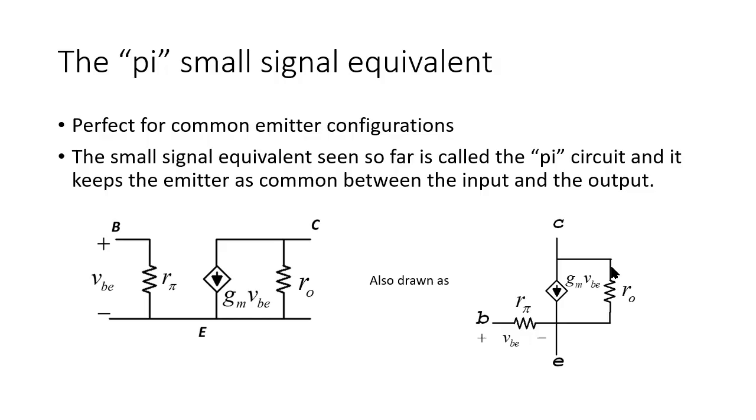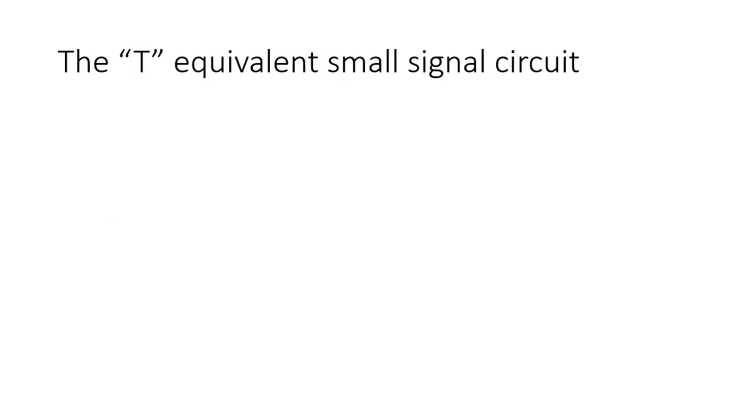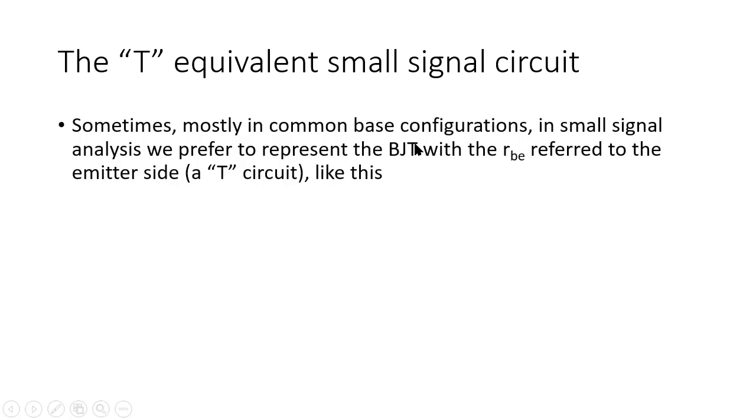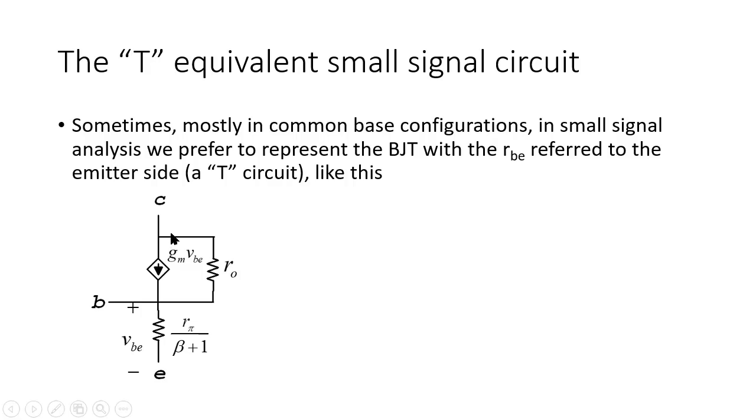But that is not the only way of representing the BJT in AC. No, this is good for cases in which we have a common emitter. But when we have a common base, which is not that often, but when we do, because it's an important configuration, then it's better to use the T equivalent for the transistor in small signal analysis. This one. That T is this one.